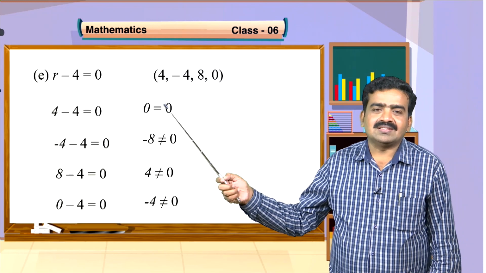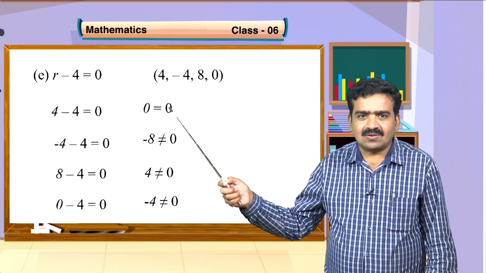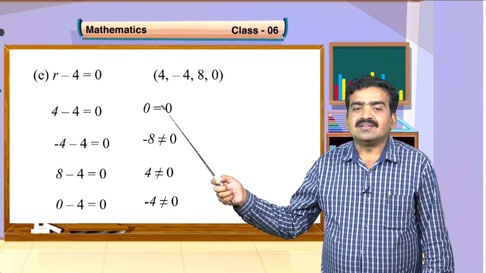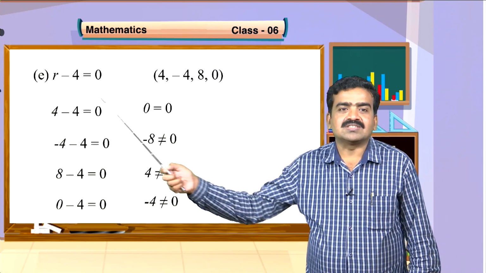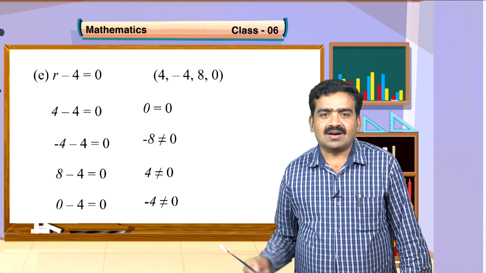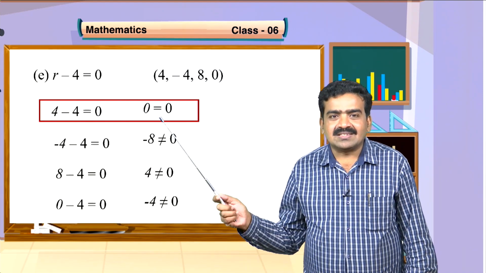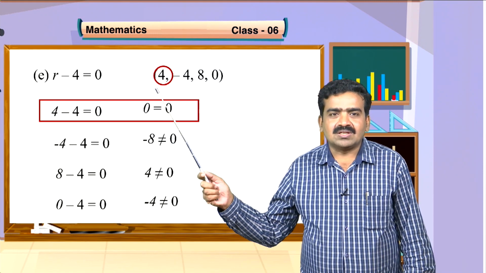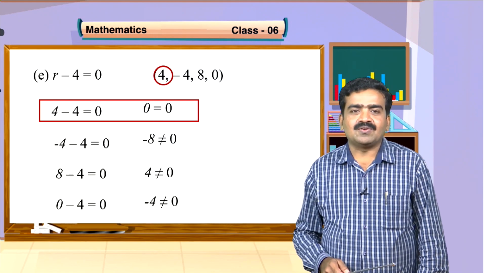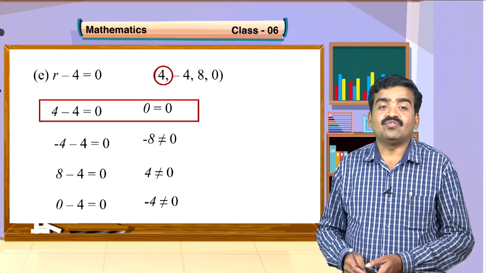Only in one case are we getting LHS is equal to RHS. Therefore, that equation becomes satisfied when 4 is substituted in place of R. Therefore, this is the solution for the given equation. Therefore, the solution for the given equation R minus 4 is equal to 0 is 4.